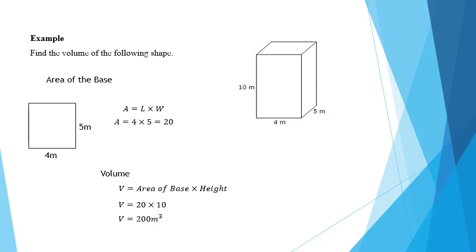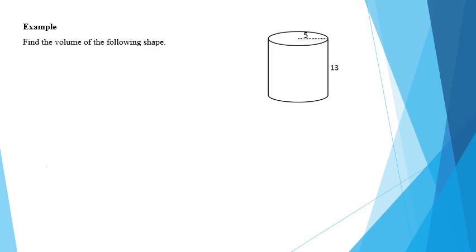Let's look at a second example. So now we're going to find the volume of this cylinder. So the process is the same. We find the area of the base and multiply it by the height. But in this case, our base is a circle with a radius of 5. So if you remember back, the equation for area of a circle is pi r squared.